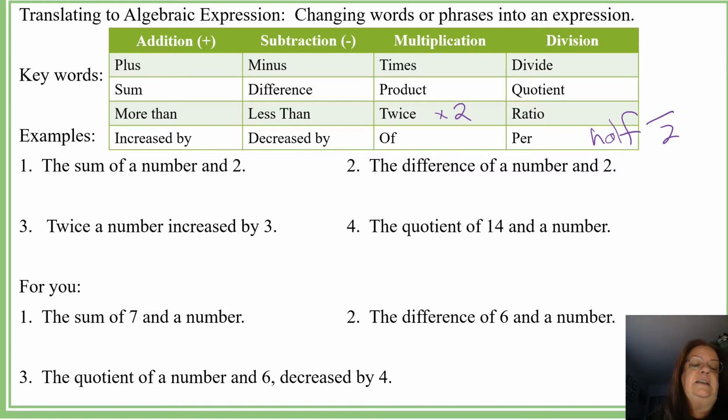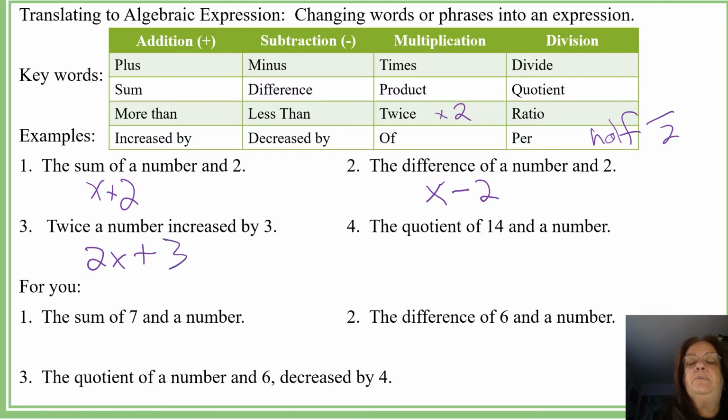All right, let's see what this says. The sum of a number and 2. Well, we don't know what the number is, so we place an x or an a or some variable for it. So I'm going to use x just because that is traditional. So the sum, so that's a plus, of a number and 2. There we go. The difference of a number and 2. So x minus 2. Twice a number, 2x, increased by plus 3. The quotient, remember quotient means divide, the quotient of 14 and a number.